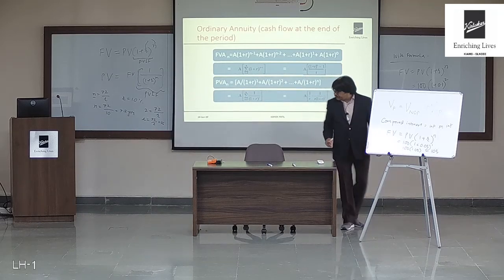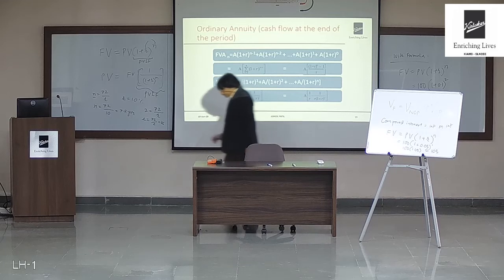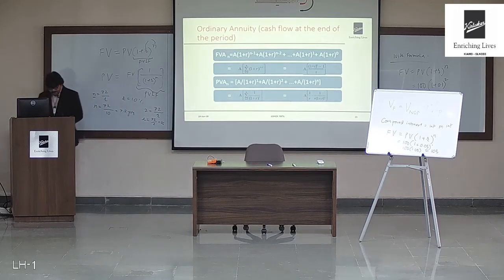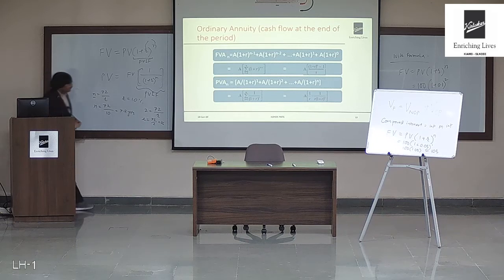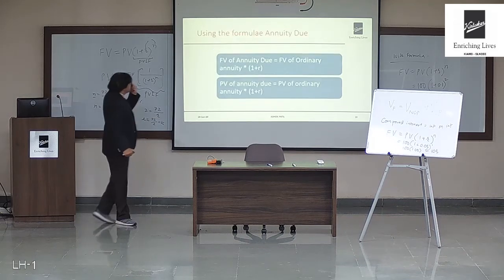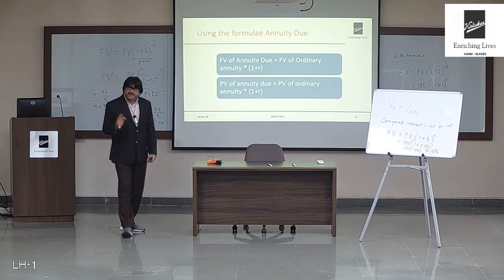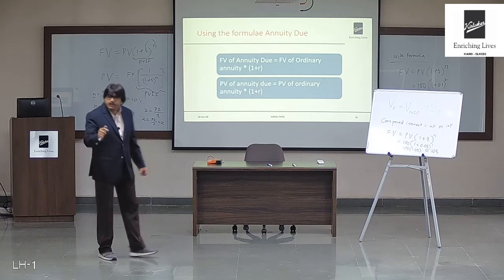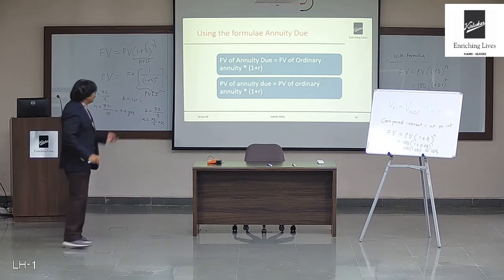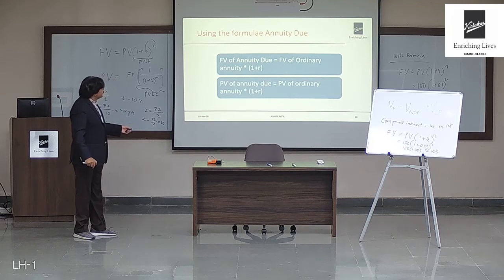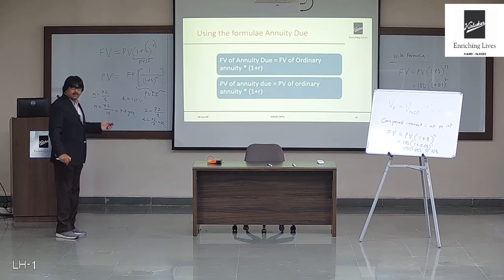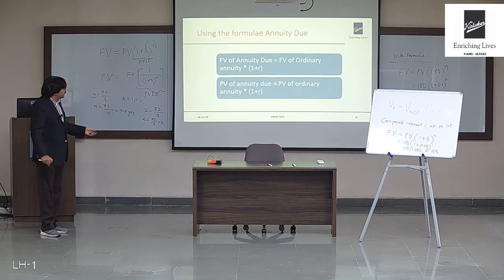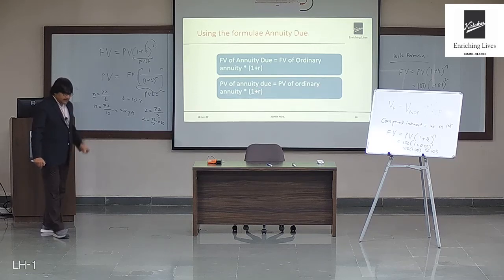Now let's look at one of the examples. You can see that the difference between ordinary annuity and annuity due is simple multiplication by 1 plus R. So, for example, if you calculate the future value of annuity due using this formula, the ordinary annuity is calculated and just multiplied by 1 plus R. Similarly, the present value of annuity due is equal to the present value of ordinary annuity multiplied by 1 plus R.